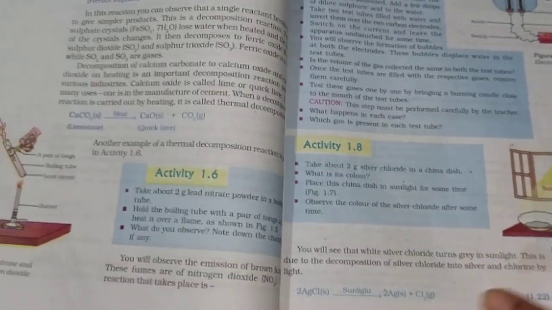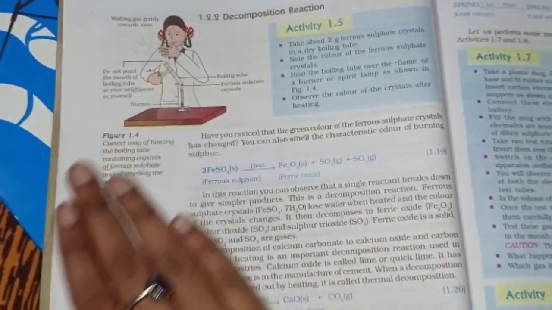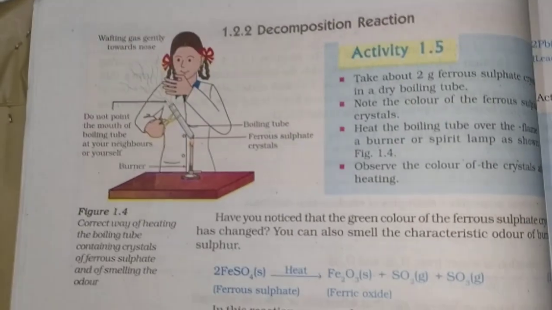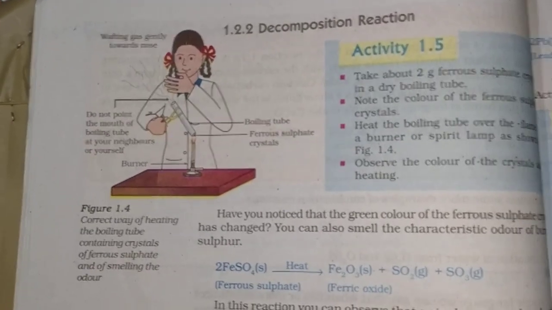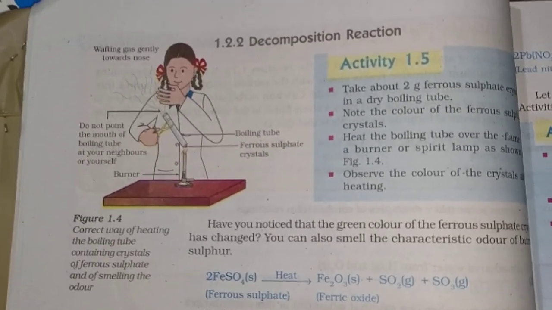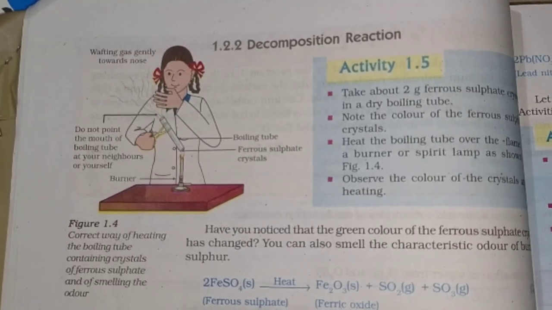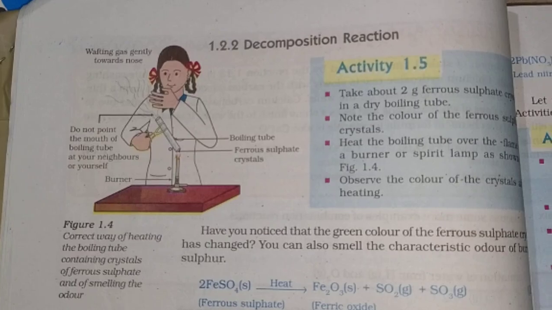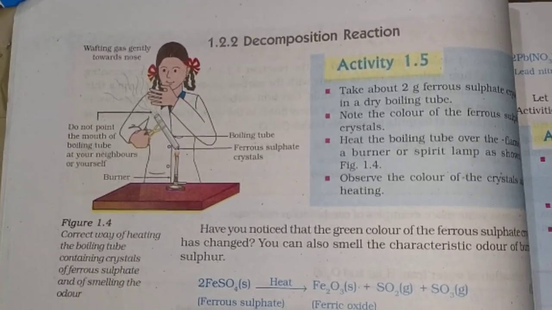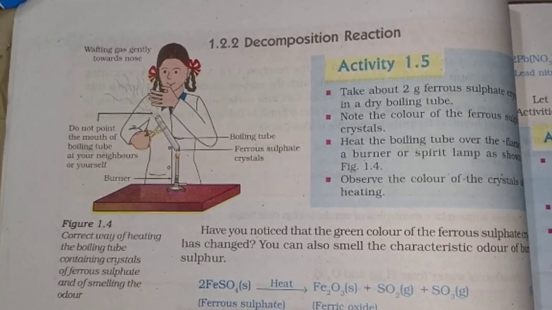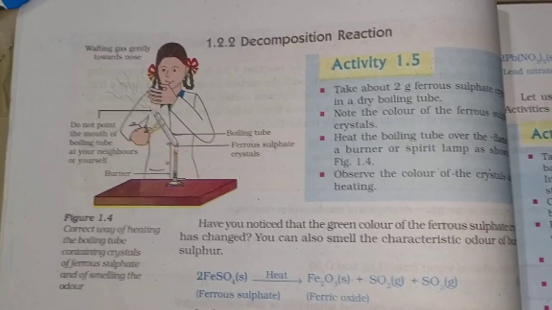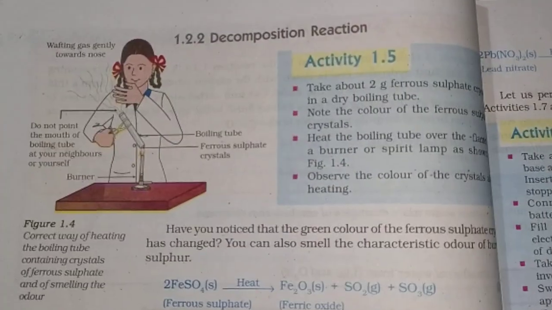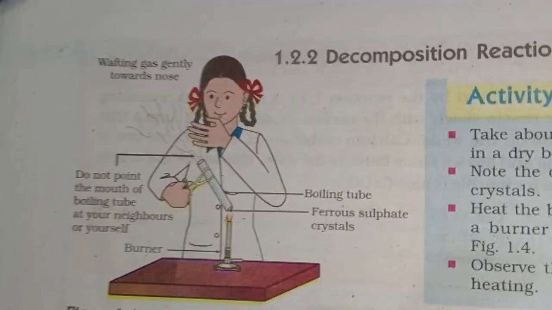So the next type of reaction is nothing but decomposition reactions. For this, first let me explain the activity to understand it. Listen carefully. Take about 2 grams of ferrous sulfate crystals in a dry boiling tube. Remember, a dry boiling tube. Take 2 grams of iron sulfate crystals. Note the color of the crystals and heat the boiling tube over a burner or spirit lamp as shown in the figure.